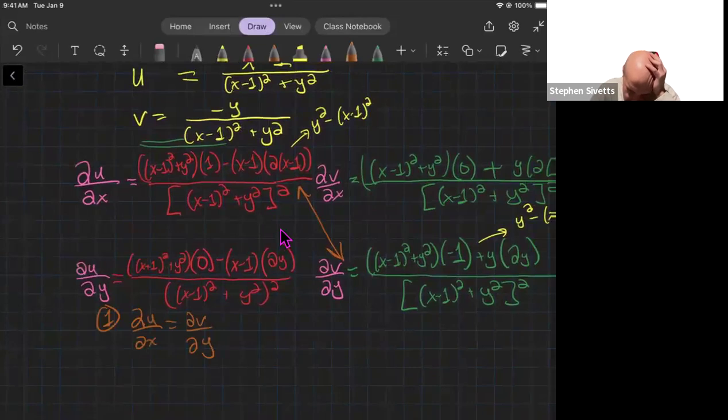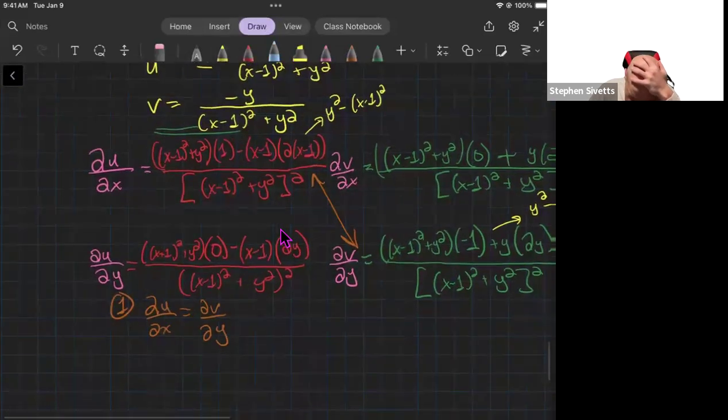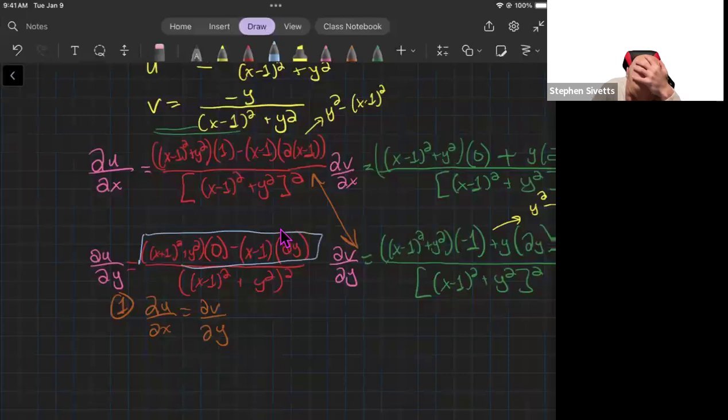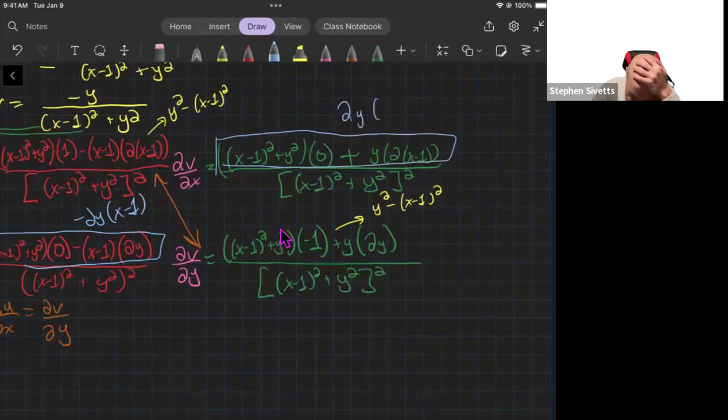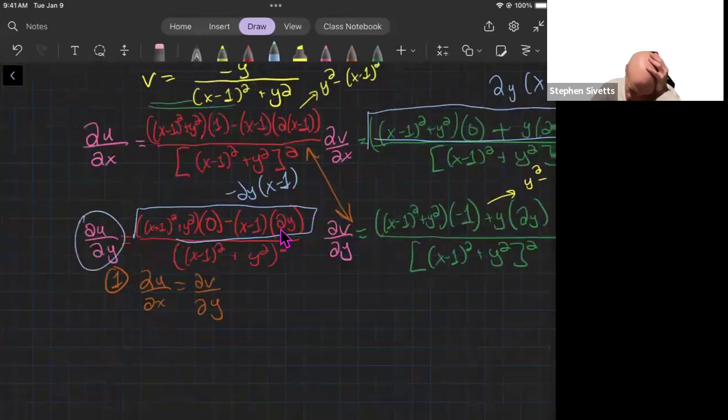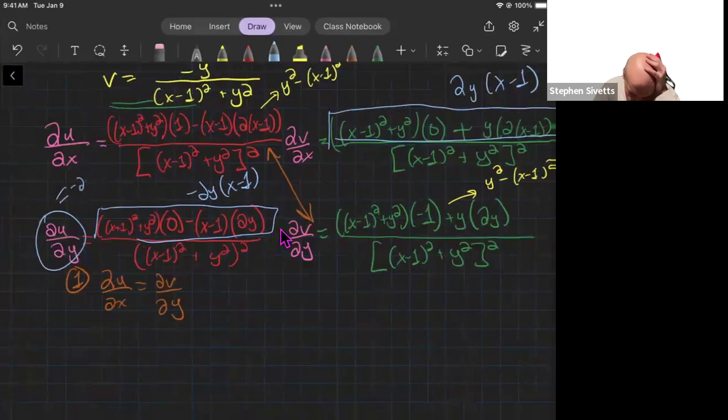Okay, now on to the next set of partials. So the partial of u with respect to y, the numerator is reduced down to minus 2y times x minus 1. Also, with this numerator here, this will be 2y times x minus 1. So therefore this quantity, the partial of u with respect to y, is equal to minus the partial of v with respect to x. Okay. So we also have the other Cauchy-Riemann equation satisfied.